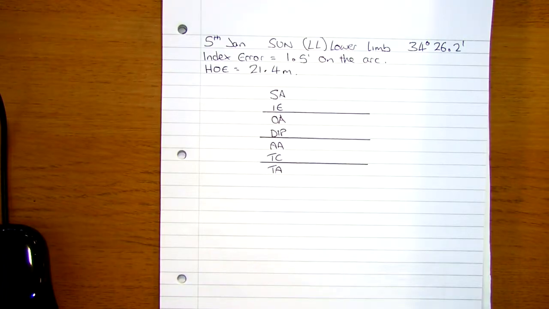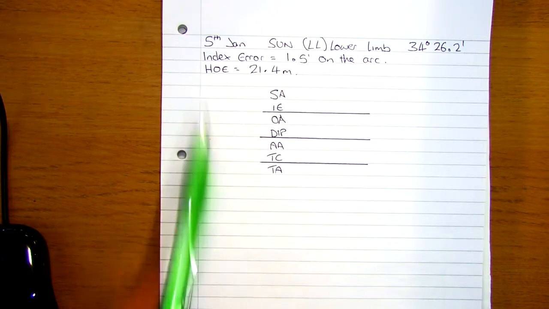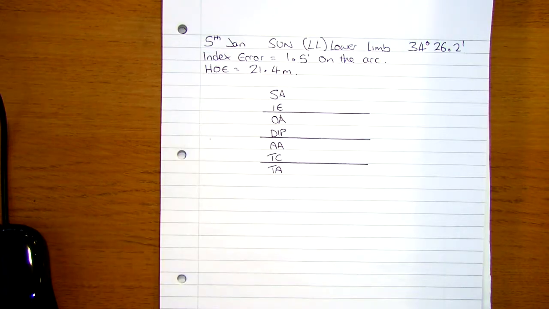This is a video tutorial for converting a sextant altitude of the Sun to a true altitude. So the question from the HNC textbook: it's the 5th of January, a sextant altitude of the Sun's lower limb, LL for lower limb, was taken at 34 degrees, 26.2 minutes. At the time, the index error on the sextant was 1.5 minutes on the arc and the height of eye was 21.4.